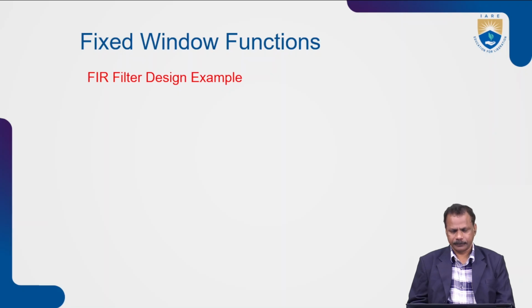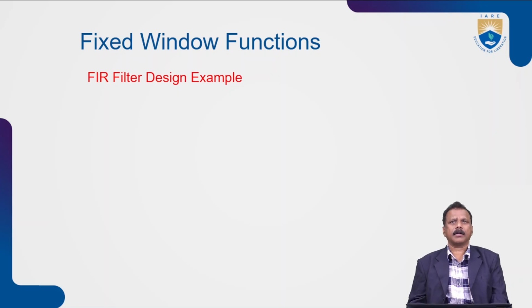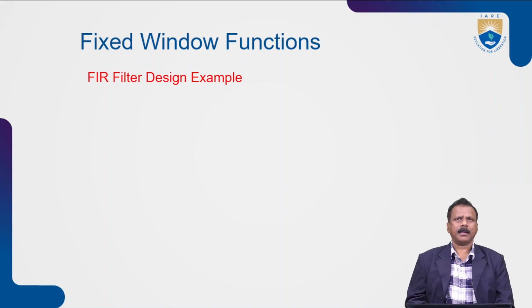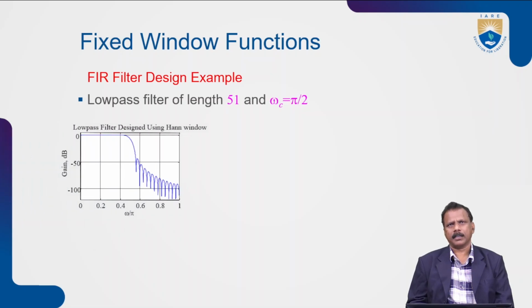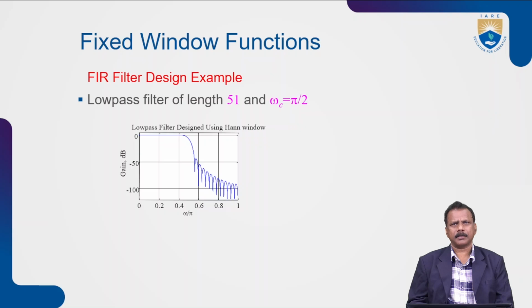FIR filter design example. While we are using the fixed windows, we know all their merits and demerits, so we have to overcome the demerits. We go for the fixed window functions for designing FIR digital filters. Say, for example, a low pass filter of length 51 and omega c equal to pi by 2. Here this is the major observation.